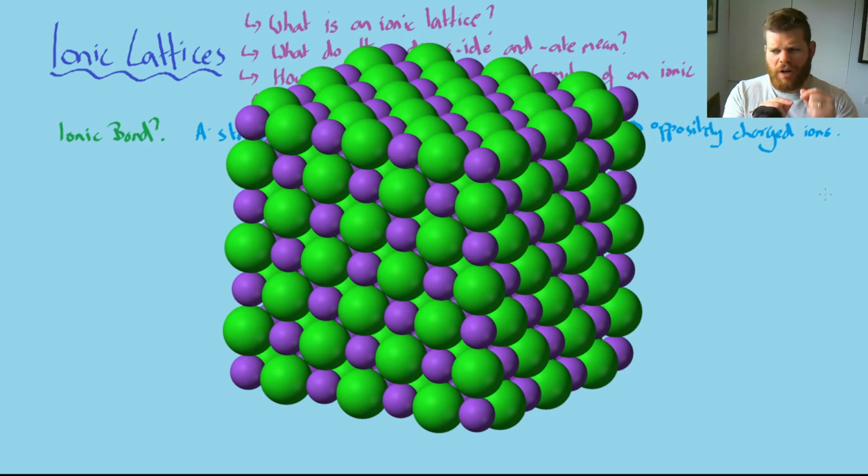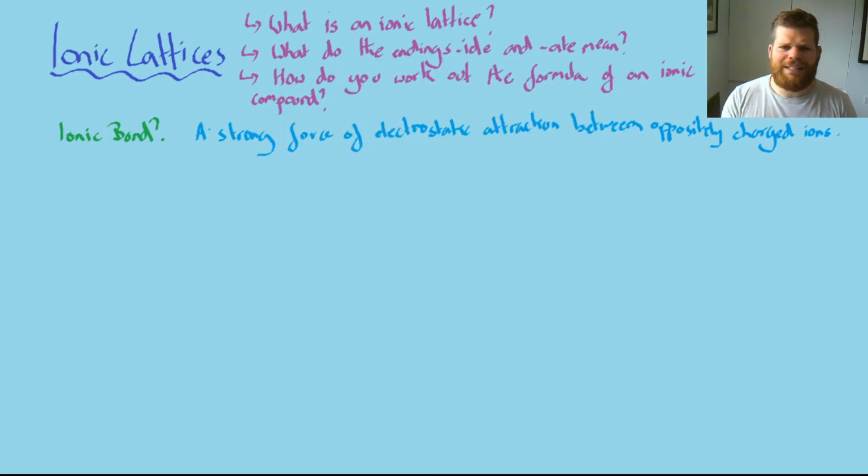They're all as close as they can be, and the positive ones are surrounded by a load of negative ones, and the negative ones are surrounded by a load of positive ones. Now, this particular shape is a cube shape. One of the amazing things about ionic compounds is they form lots of different types of crystals. So we've got this idea of an ionic lattice and also crystals.